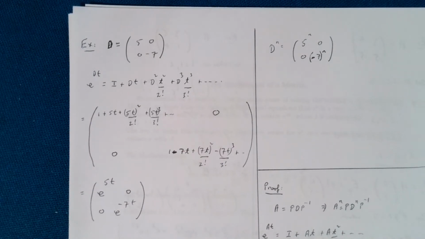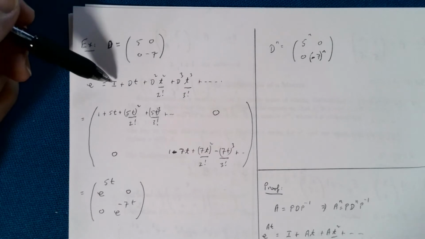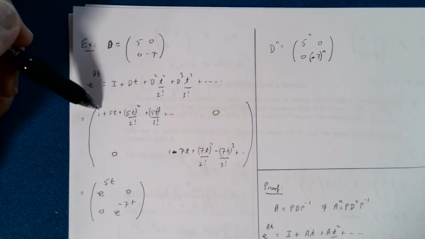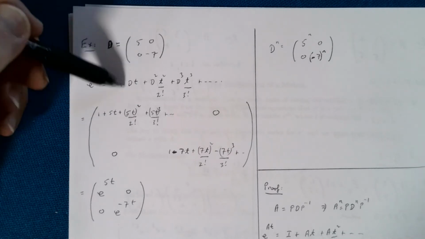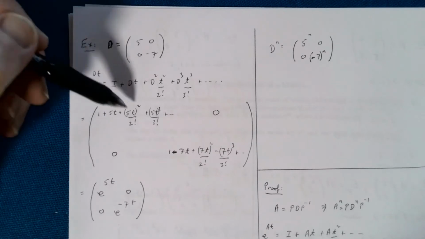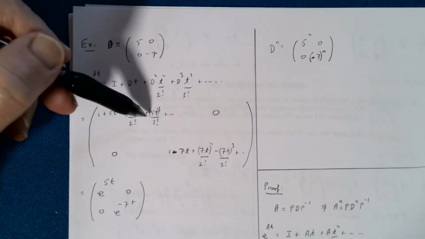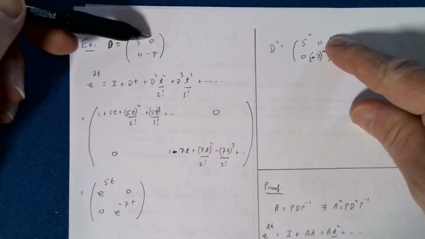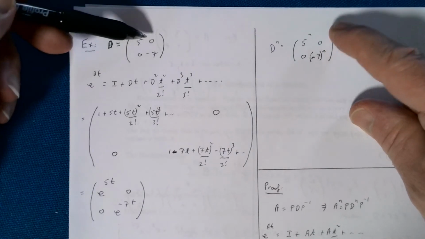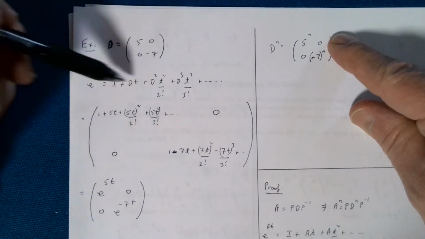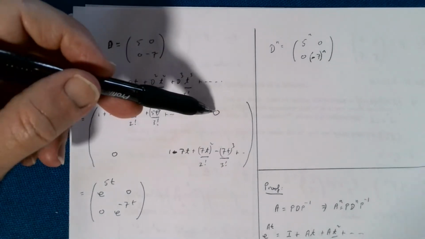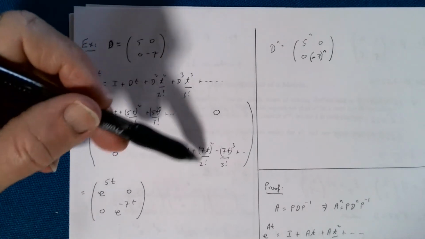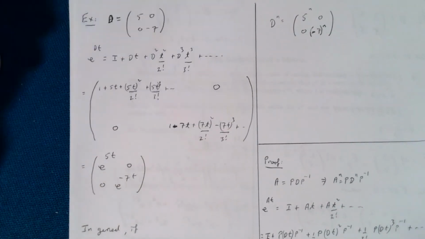And so when I plug that in and write this out, in the first position I'm going to get 1 plus 5t, then 5t all squared on 2 factorial, 5t all cubed on 3 factorial, and so on. The off-diagonal entries are going to be 0, because I'll get 0 in there. And in the last entry I'm going to get 1 minus 7t plus (7t) squared on 2 factorial minus (7t) cubed on 3 factorial and so on.